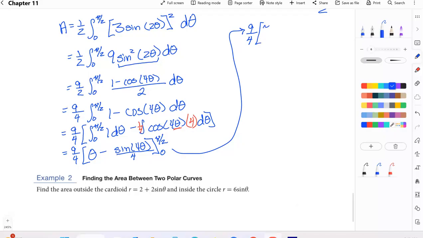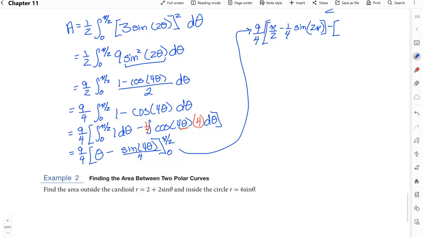So when I plug in pi over 2, I'm going to have pi over 2 minus 1/4 times the sine of pi over 2 times 4, which is 2 pi. Subtract, and then now we need to plug in the 0. So I'm going to have 0 minus 1/4 times sine of 0, and sine of 0 is just 0. So that whole parentheses is 0, and sine of 2 pi is also 0. So we're left with 9 over 4 times pi over 2, which is 9 pi over 8.